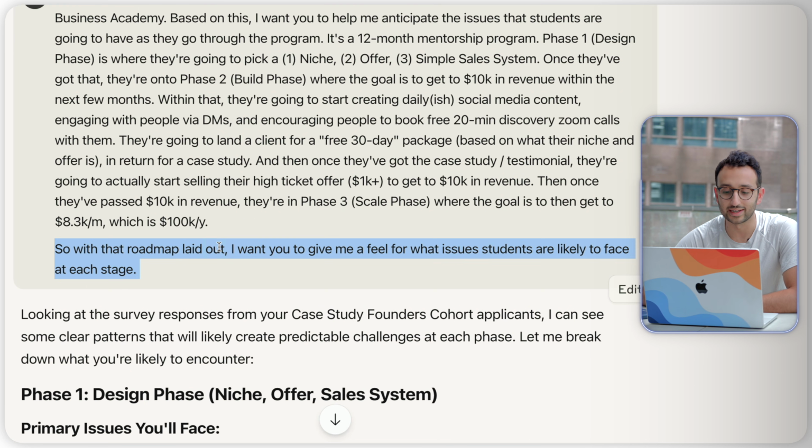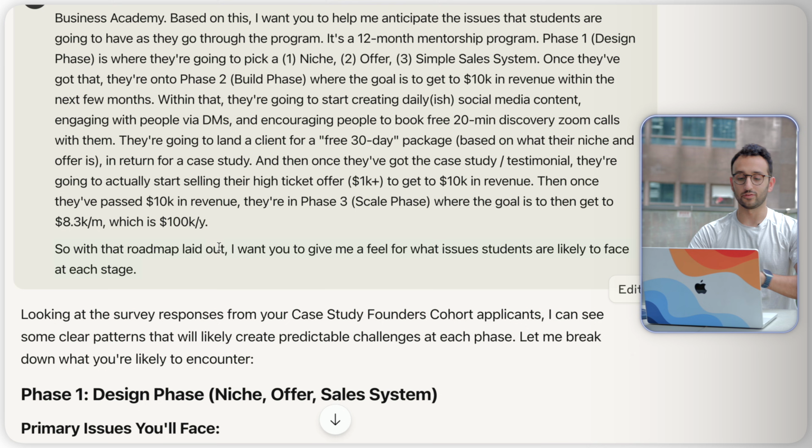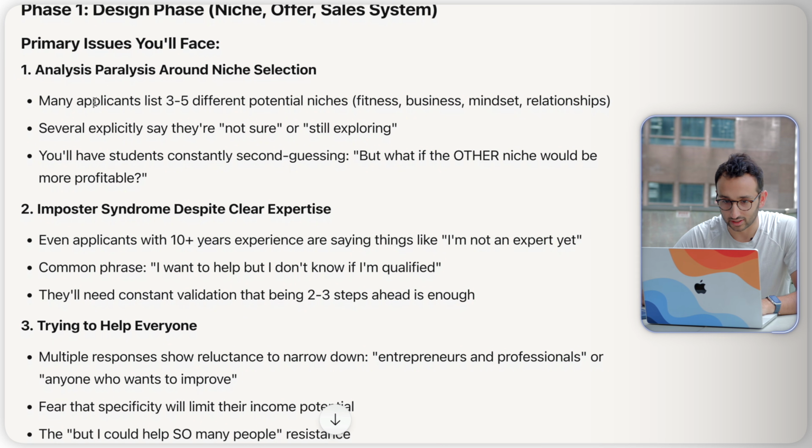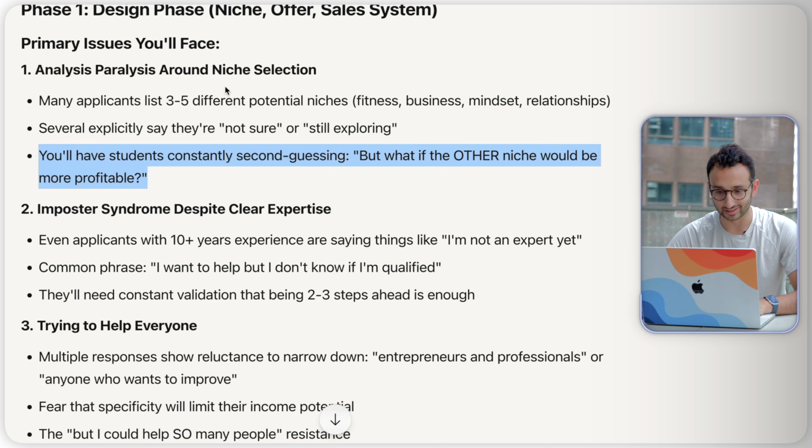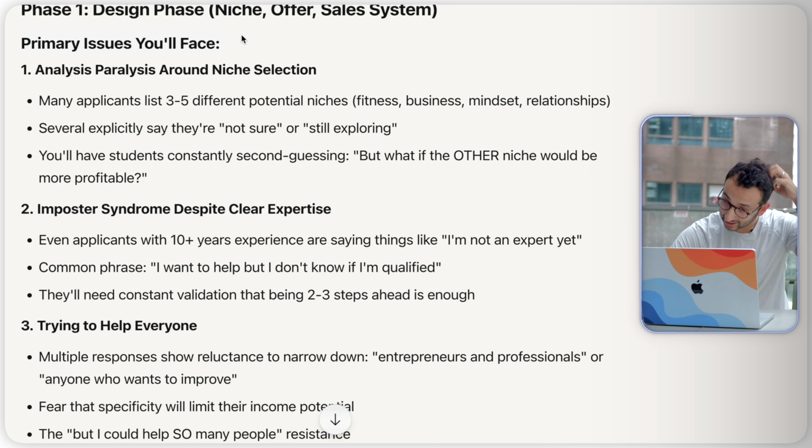So with that roadmap laid out, I want you to give me a feel for what issues students are likely to face at each stage. Okay, cool. So design phase. Primary issues you'll face: analysis paralysis around niche selection. 100%. Of course this is going to happen. This is what we see every single time I speak to anyone who wants to start a business. It's just like, what the hell should my niche be? And it's a good question.